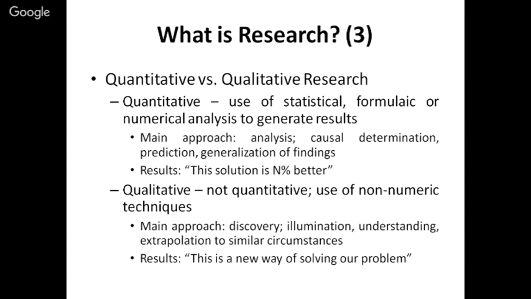Both these approaches are applicable in computer science also. In other fields also these approaches are applicable. In quantitative research, we use statistical, formulaic or numerical analysis to generate the results. And the most important thing in this is we propose the solution, and this solution is this much percent better than the previous one. We basically give the figures in terms of this percentage or the values, how much we quantify the results, how much better it is than the previous one. And its main approach is analysis, causal determination, prediction, generalization of findings, etc.